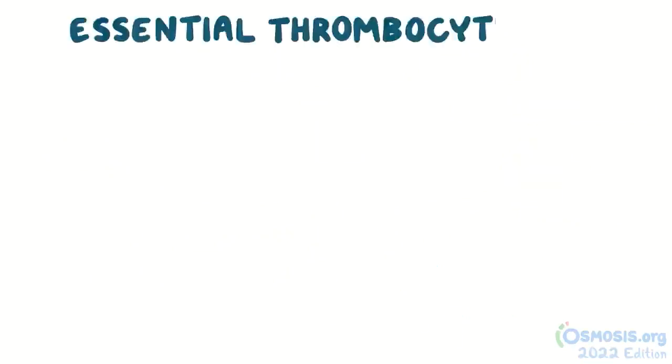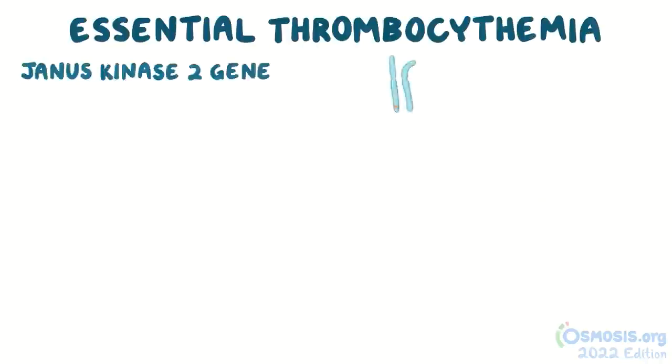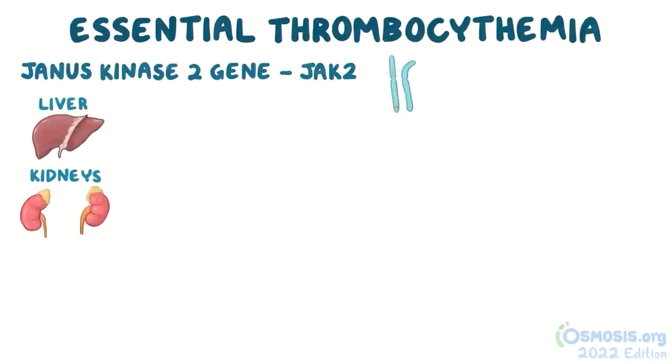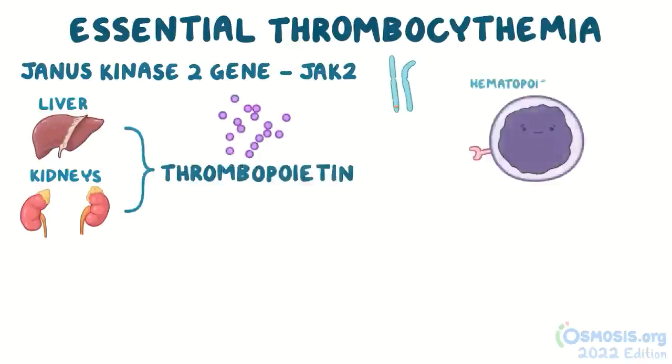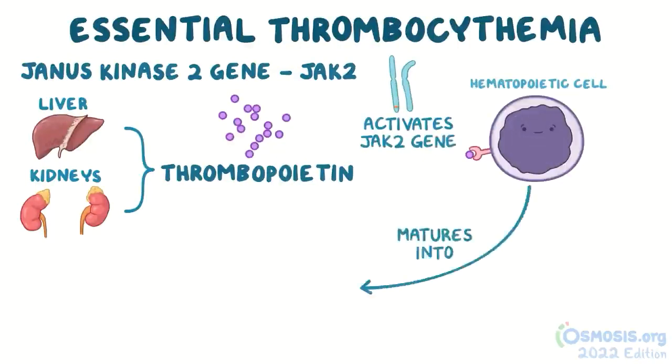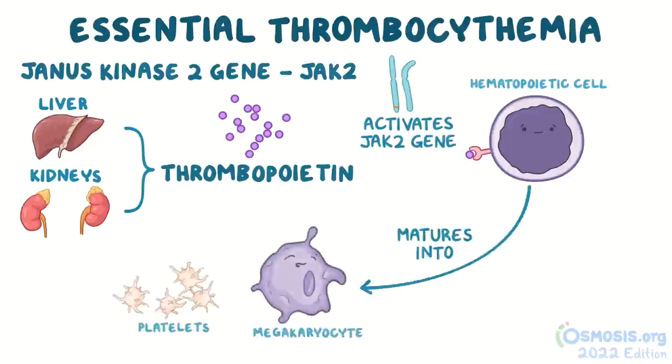In essential thrombocythemia, there's a genetic mutation that occurs in the Janus kinase 2 gene, also called JAK2, or somewhere along this pathway of cell signaling. Normally, the liver and kidneys produce a tiny hormone called thrombopoietin, which binds to hematopoietic cell receptors. When it binds, those cells activate the JAK2 gene, which makes them divide and mature into megakaryocytes and platelets.